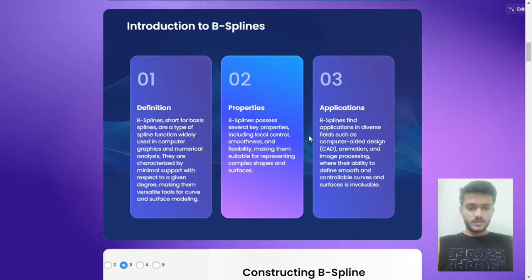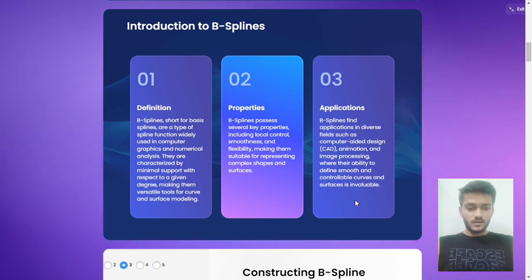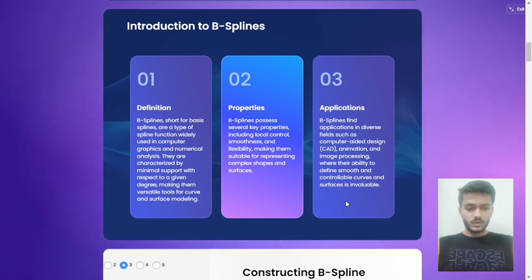Applications. B-splines find applications in diverse fields such as CAD, animation and image processing, where their ability to define smooth and controllable curves and surfaces is invaluable.